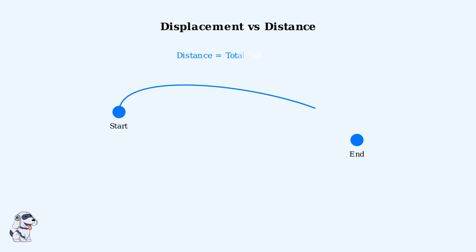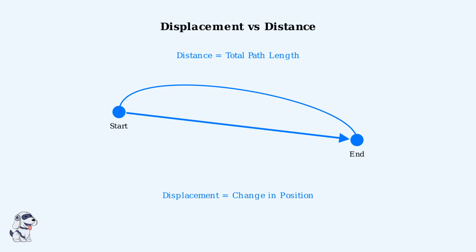It's crucial to understand the difference between displacement and distance. Displacement is the change in position, while distance is the total path traveled. Displacement measures the straight line change from starting position to ending position. Distance measures the total path length traveled, regardless of direction.